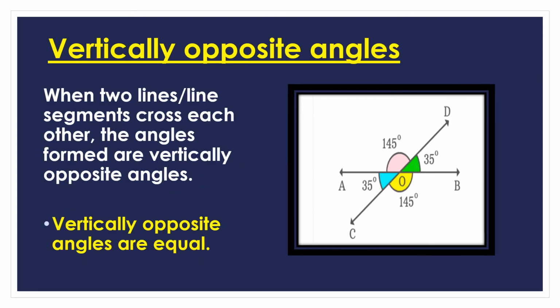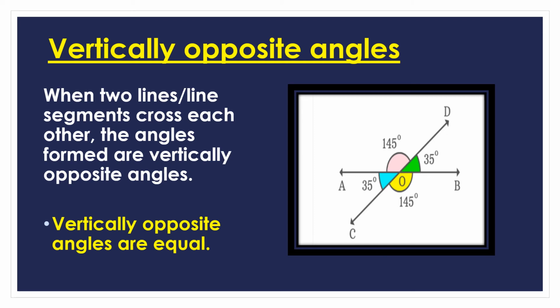Let's move ahead. So the next set of angles are vertically opposite angles. Vertically opposite angles are very important in geometry, and these are the type of angles which will be used most of the times when you are dealing with lines and angles. It says that when two lines or line segments cross each other, that is they make a cross, or in the English alphabet we have X, that is when they make X, then the angles formed are vertically opposite angles.